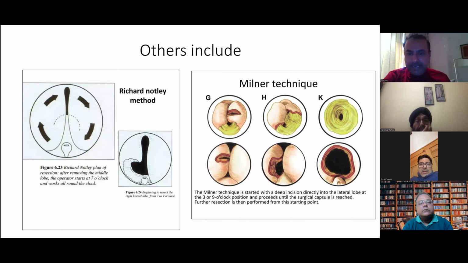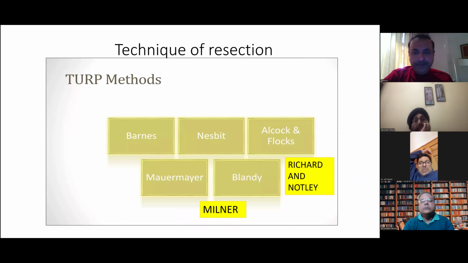And Milner's technique has also been described. Again, in this case, only at 3 and 9 o'clock you are giving up the resection, and then you go on to proceed. But the basic aim is to achieve a nice cone towards the end, so that the patient is able to void and there is no hindrance to voiding. So again, to be revised, the TURP methods: Barnes, Nesbitt, Alcock and Flocks, Mormyer's, Blandy's, Richard and Notley and Milner. But the most commonly performed are Nesbitt and Mormyer.